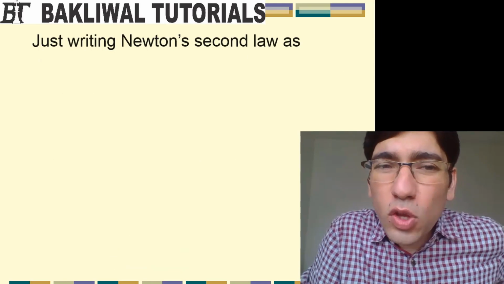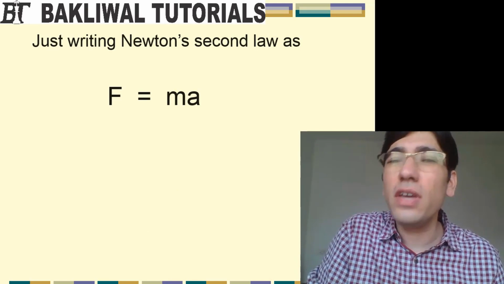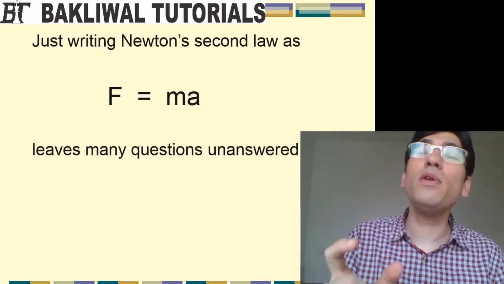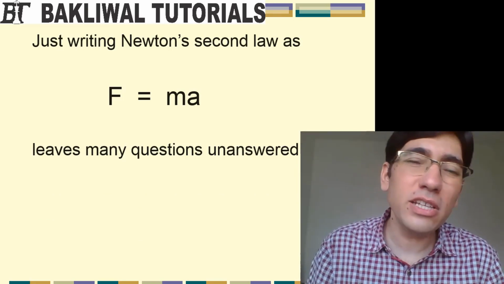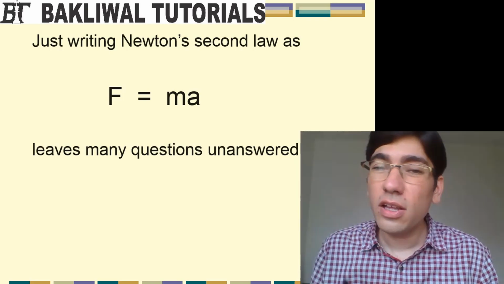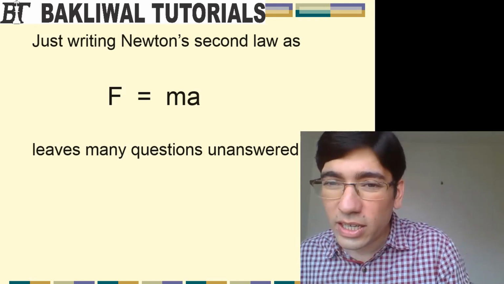Now, before we move ahead, let's still have a quick recap of what we have just learned in the last 15 minutes or so. We saw that just by writing Newton's second law as F equal to ma leaves many unanswered questions. For example, what is F? You may say F means force, but what if the object that is under consideration, by the way, what do we call the object under consideration as?